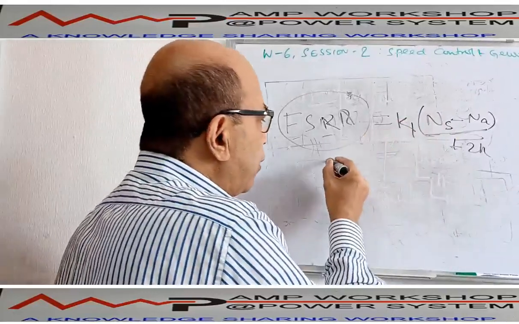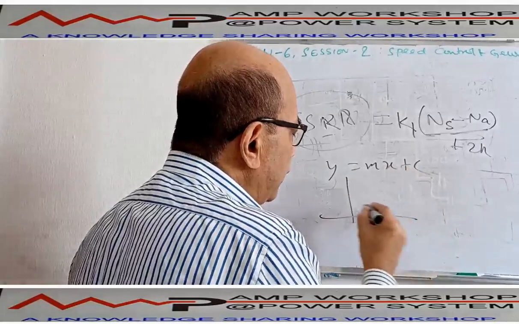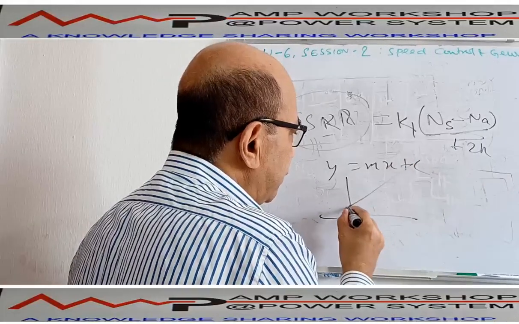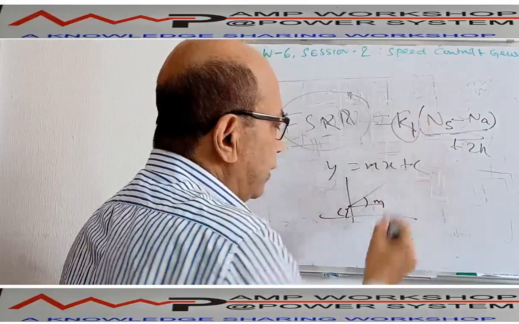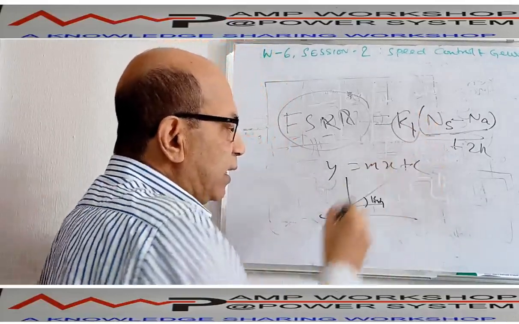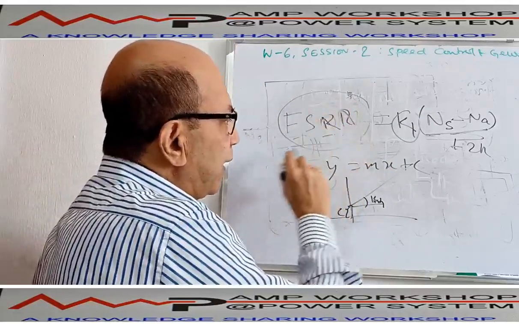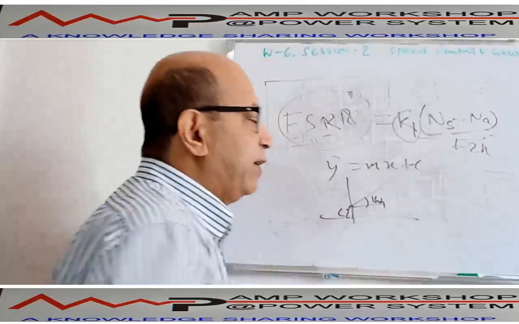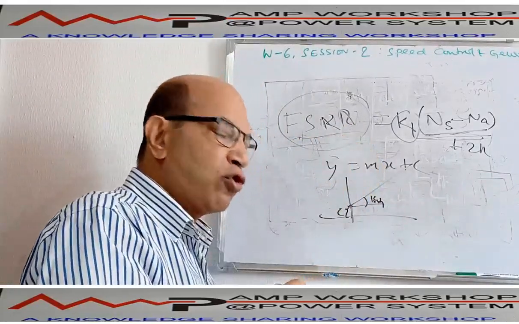And if you see, this is y equal to mx plus c, this type of equation. That means if you plot this equation it will be like this. This is the c amount, and the gradient is m, that is the gradient K1. So it is a straight line cutting the y-axis. This is proportional, that means as the speed difference is more and more, the fuel valve will open more and more. That is the fuel valve stroke reference number.